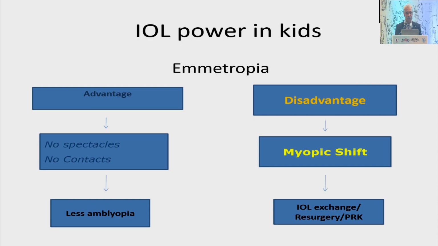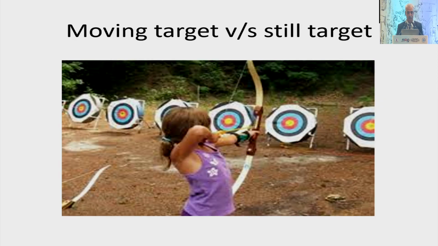So the advantage is that if you keep them emmetropic, you will have less amblyopia during that period, maybe a month or 6 months. But eventually, this will start growing up. But how much it's going to grow, let's see. Look at that. So basically, a moving target versus a still target.